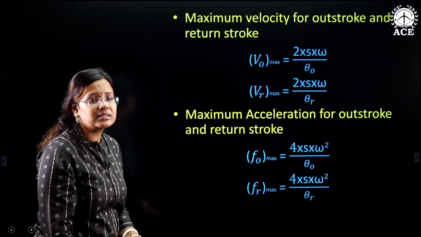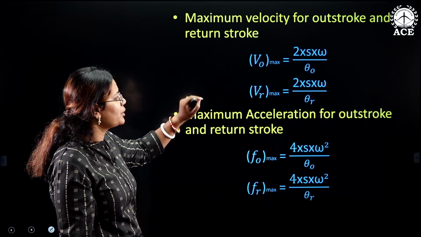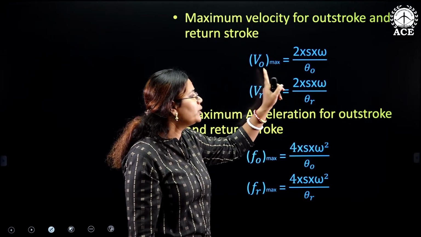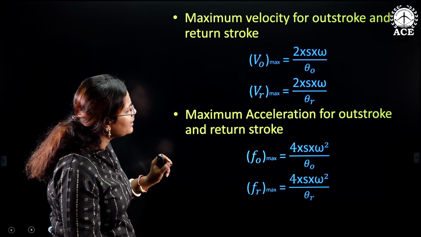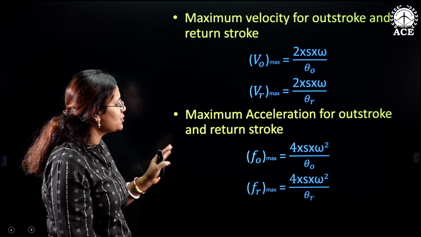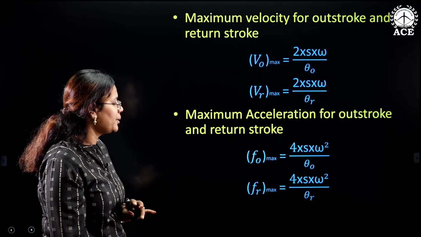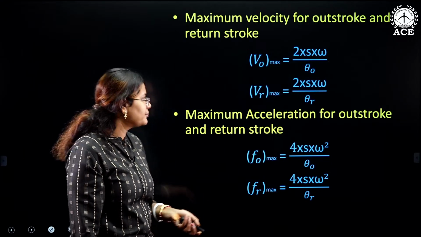So for uniform acceleration and retardation condition, the maximum velocity during the outstroke and return stroke are given like this: 2 into s into omega by theta naught, and 2 into s into omega by theta r. And maximum acceleration is given as 4 into s into omega square by theta naught and 4 into s into omega square by theta r.